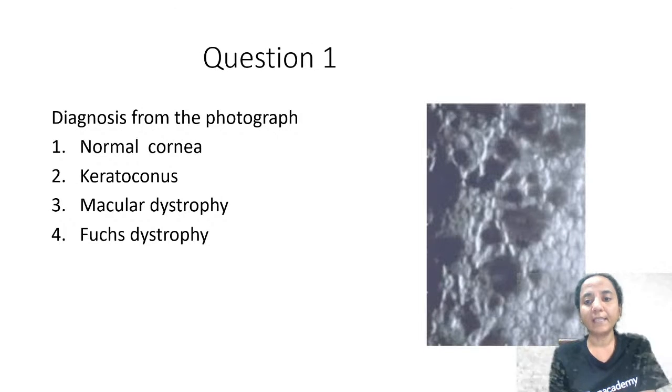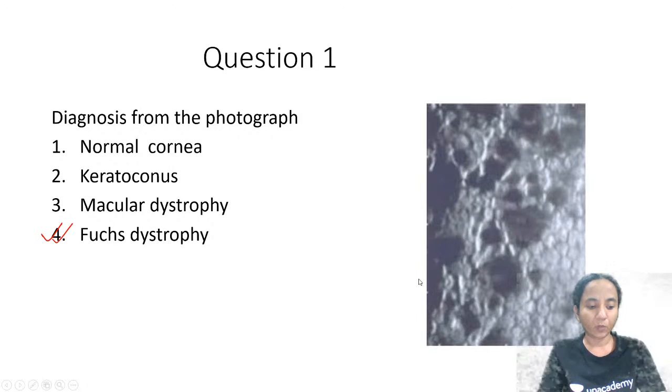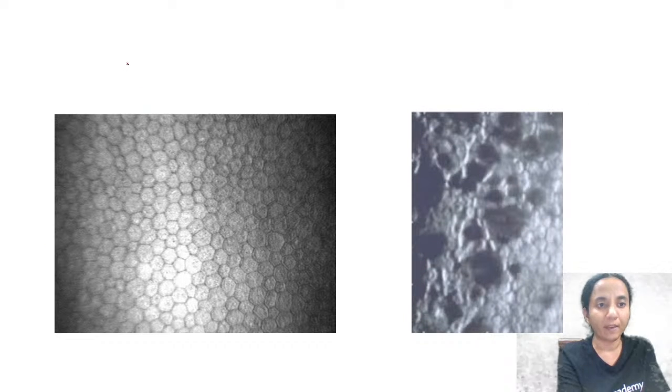Right, so the answer to this question is, this is a picture of Fuchs endothelial dystrophy. First of all, let us try and understand what this investigation is and what this image is that we are looking at. This investigation is called specular microscopy.